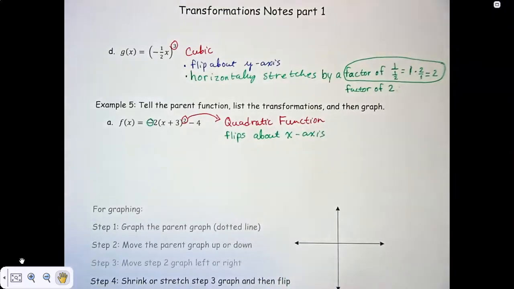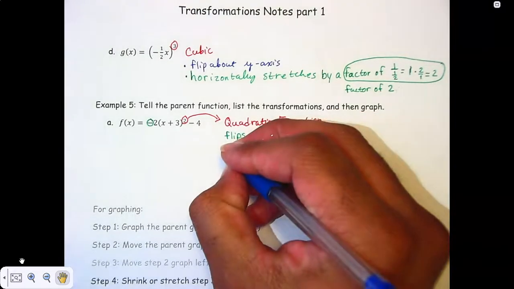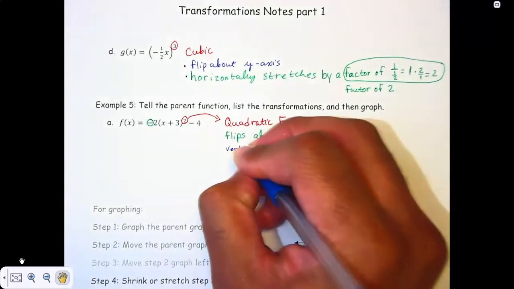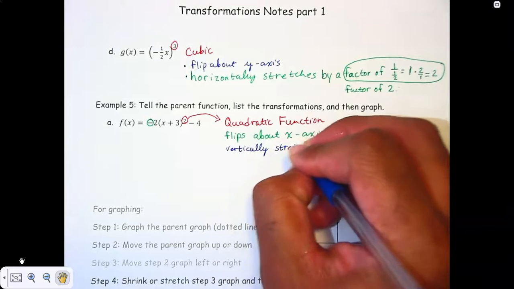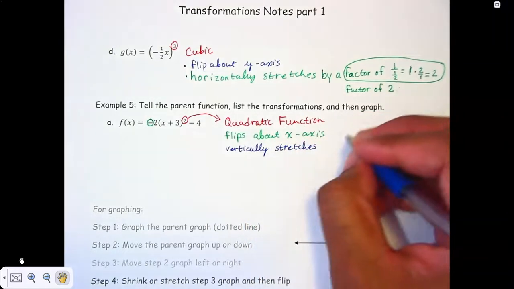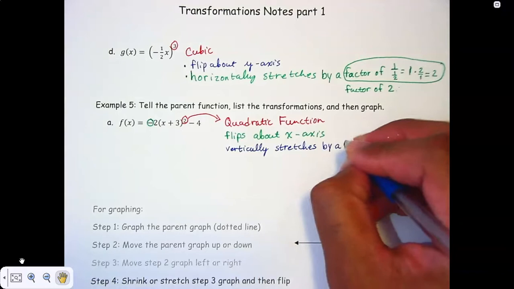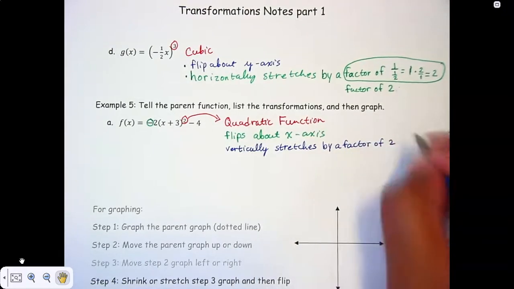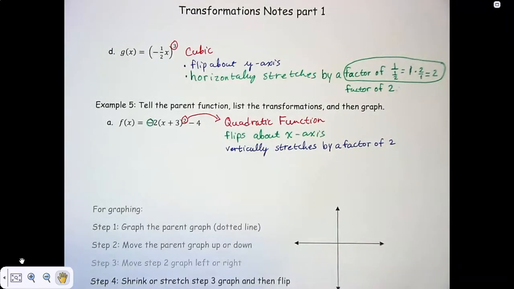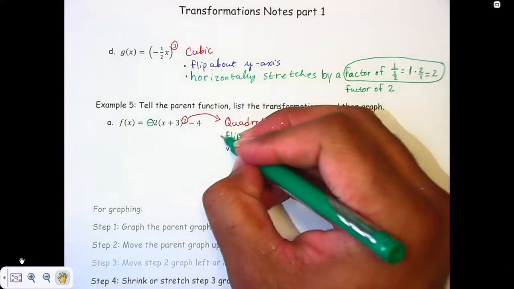All right. Now the 2 is in front of the function, and because 2 is in front of the function, that means we're dealing with vertical stretching or shrinking. And here it's going to be considered a vertical stretch by a factor of a, and a is 2. Sorry, let me put these dots here like I normally do.